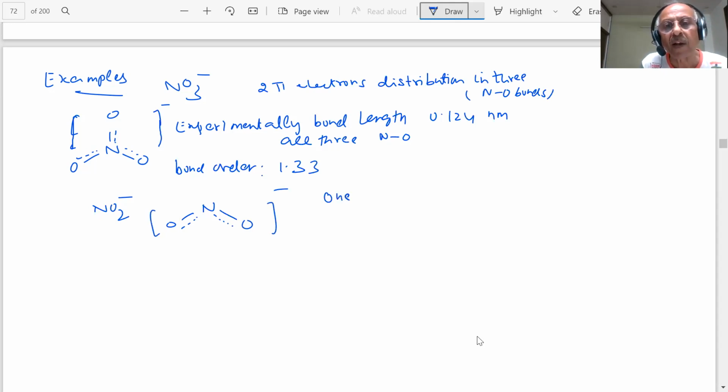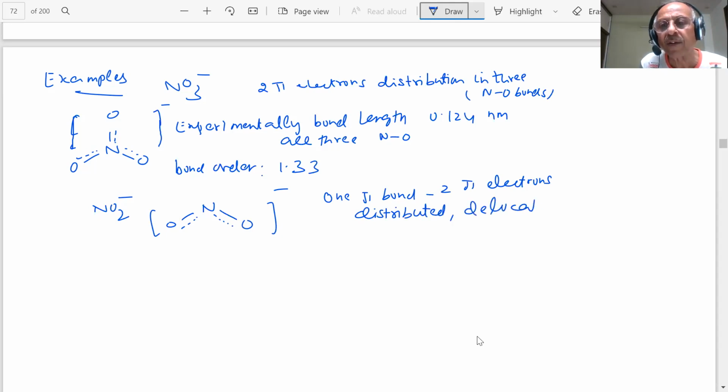1 pi bond has 2 electrons, 2 pi electrons. They are distributed or delocalized over how many atoms? 1, 2, 3. Here there are 4 atoms. They are distributed among these four atoms. 4 p orbitals are there: 1, 2, 3, 4. Here, how many?